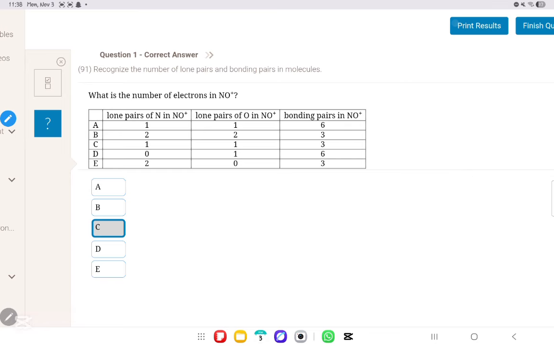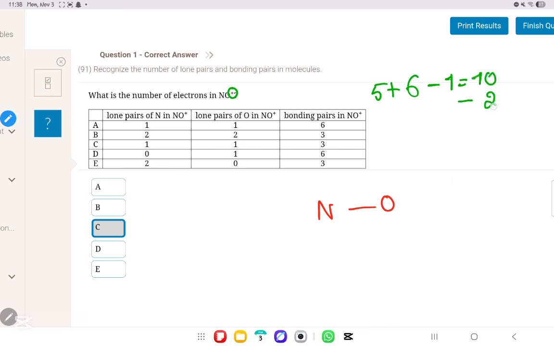In the first question, it says, what is the number of electrons in NO+? So we need to do the Lewis structure of NO+. First of all, we start with NO. N is in which group? It's in group 5 plus O in group 6. And remember, it's plus, so we will need to remove one electron. 5 plus 6 minus 1, that's going to be 10.